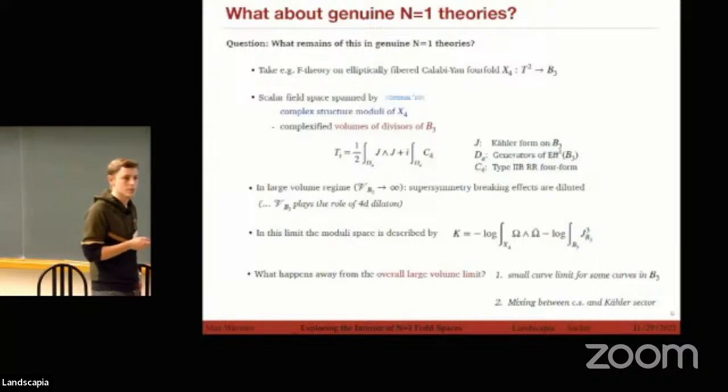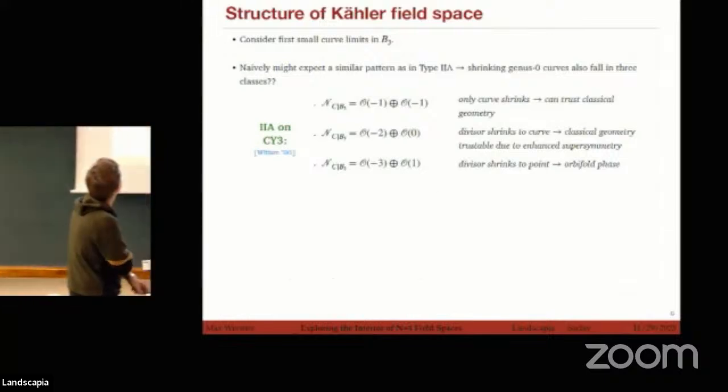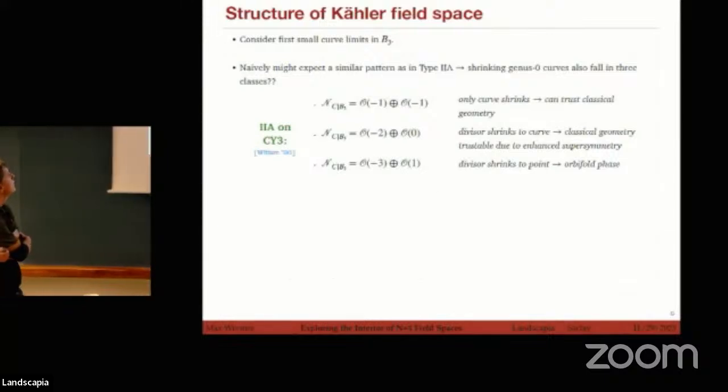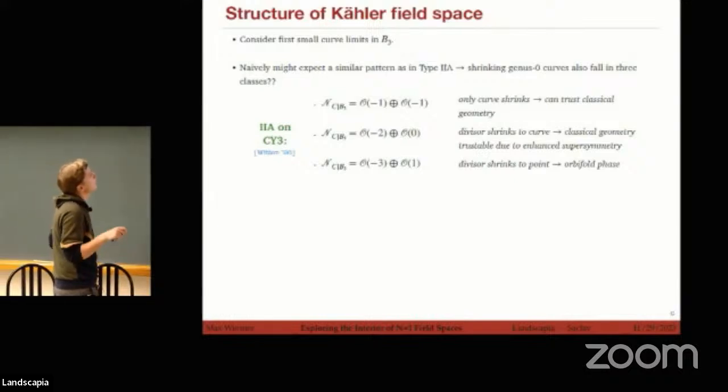I don't know where Eric is, but so let's first understand, to get an intuition, what could be the structure of the Kähler field space in a genuine N=1 theory. So we consider first small volume limits in B3.